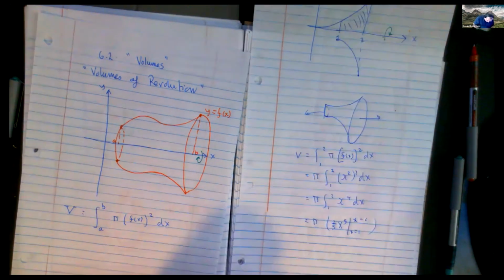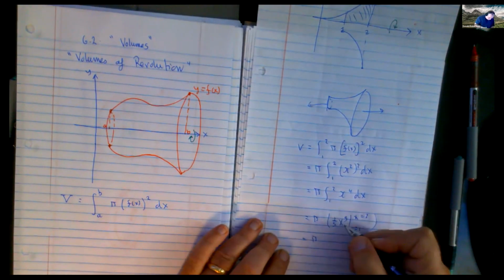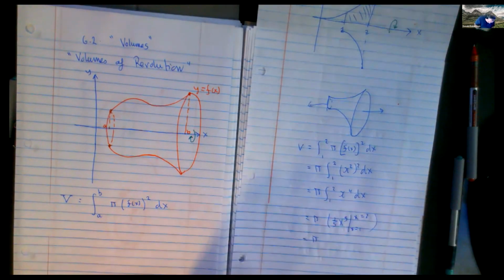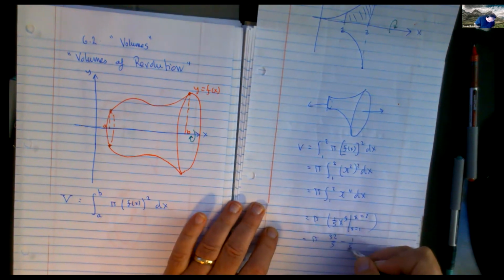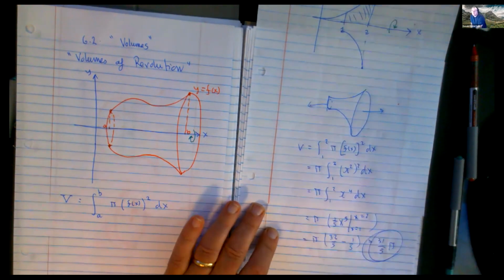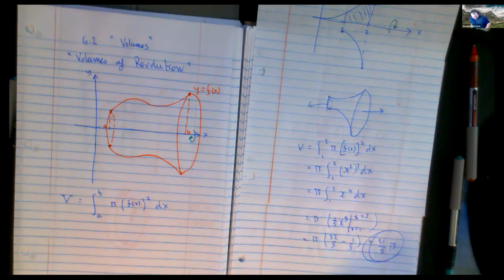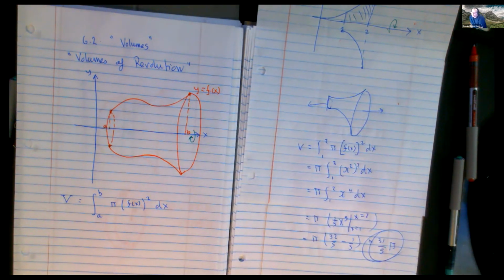So far, so good. If you plug in 2, you get 2, 4, 8, 16, 32 fifths. Take away 1/5. So the final answer is 31/5 pi. So the volume of that thing is 31/5 pi, and we did it by using the integration formula to find its volume.